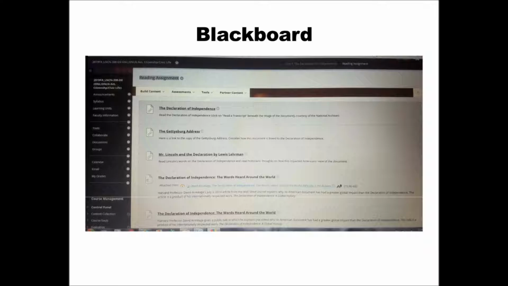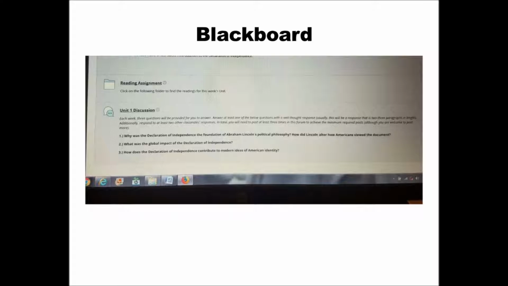So after you complete this list of readings, then you're going to take part in the discussion. This is the assignment. This is the meat of the weekly unit. You'll see that there are 3 questions for you to consider, to answer. In your assignment, you only have to answer one of the 3 questions. Each unit, there will be 3 questions. You only have to answer one.